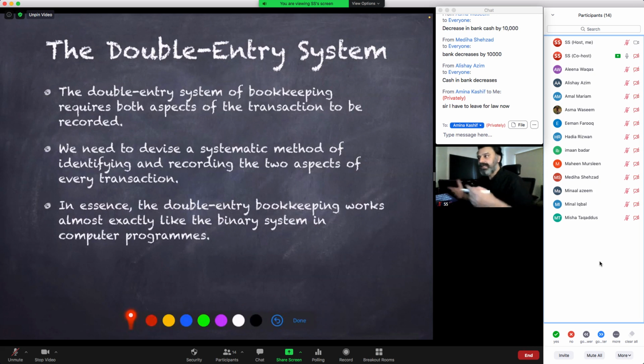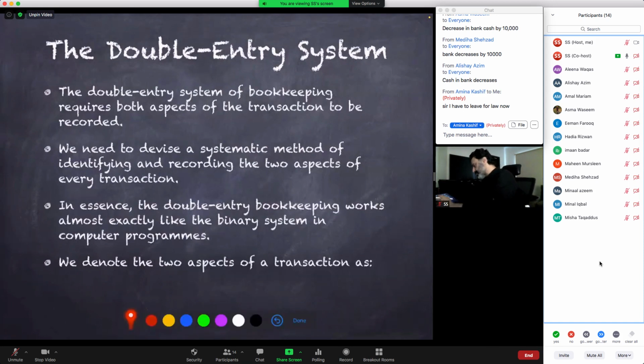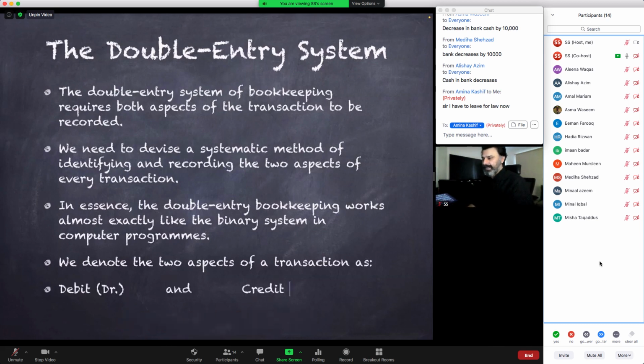This is like learning a new language actually, right? And luckily this language has only two words, not upside and downside, but we will call them something else. We are going to denote these effects with either a debit or a credit. Debit is denoted by DR and credit is denoted by CR. So we are going to record aspect 1, aspect 2, or upside or downside as debit or credit. Debit is not to be confused with debt. Debt is a separate thing, debit is something else.